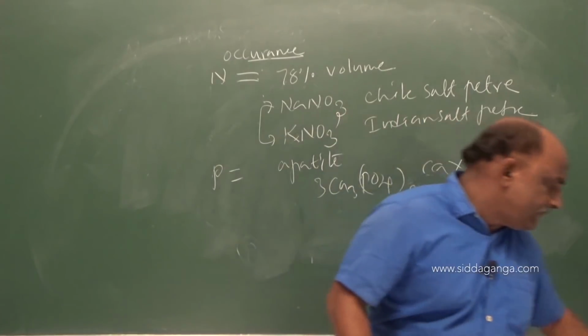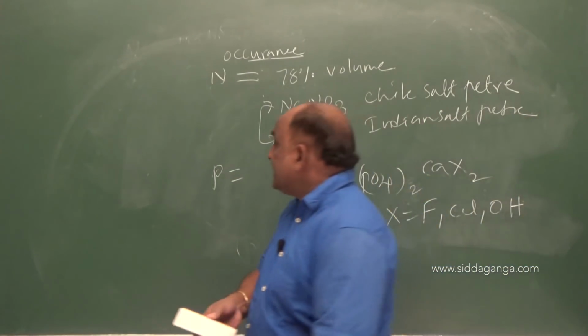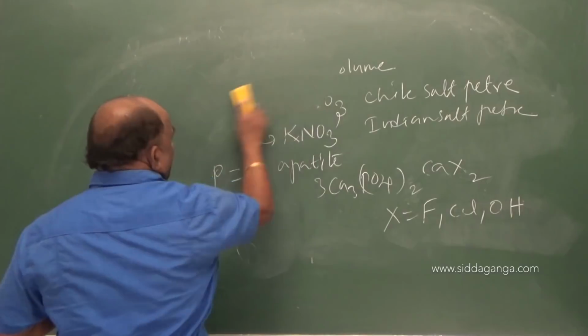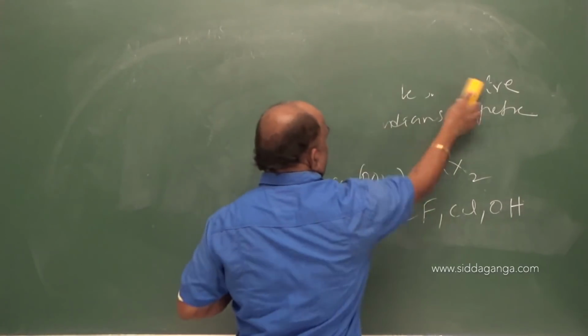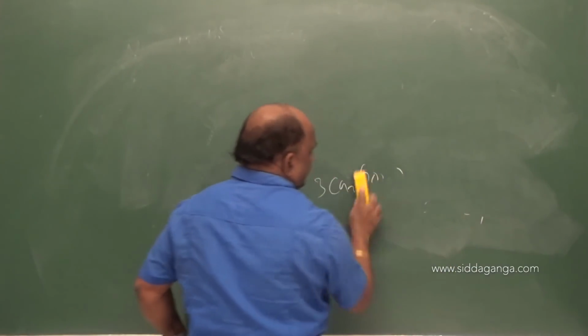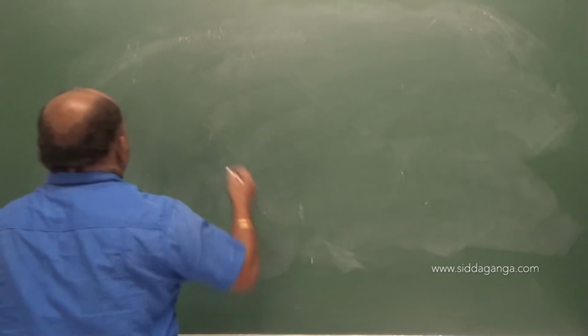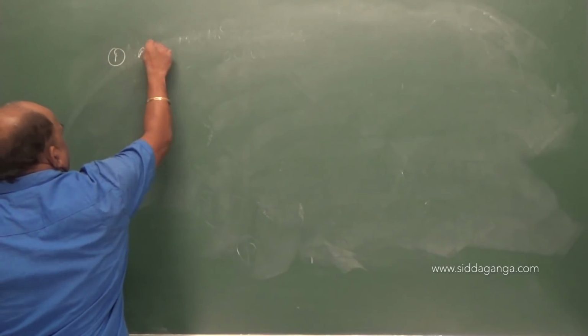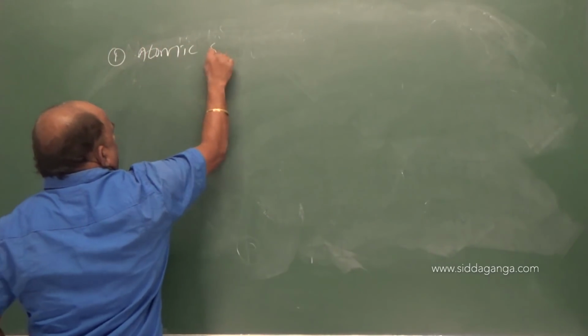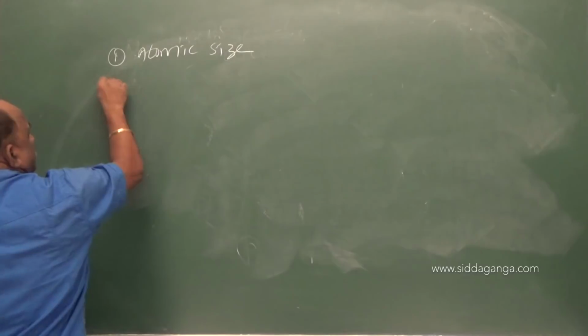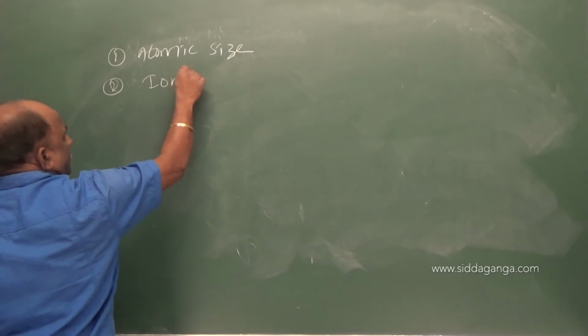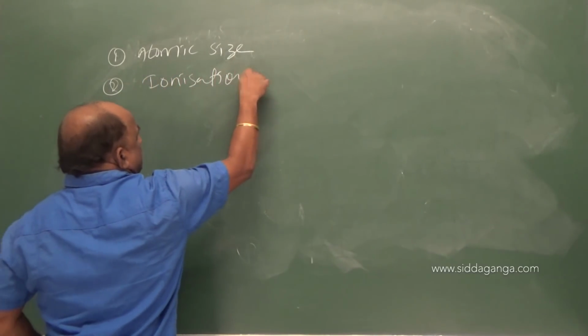And next is the general trends. The general trends are, first, atomic size, and second, ionization energy.